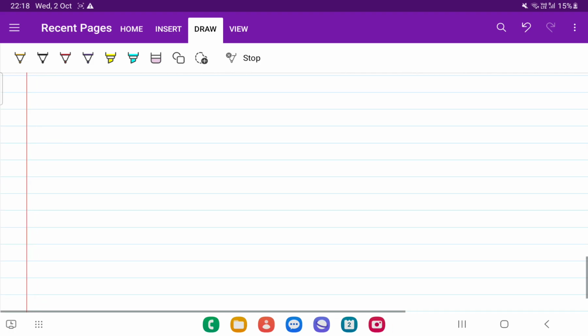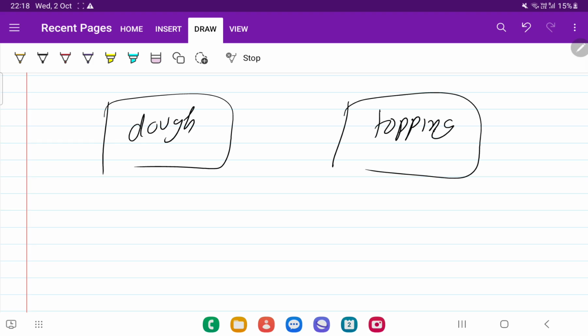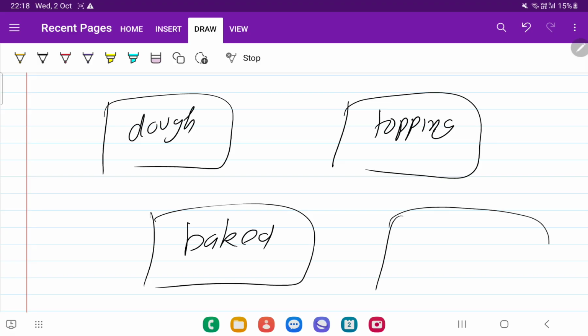Okay, we are a pizza store, so there will be a place where we are preparing dough. There will be one place where we are applying toppings. There will be one place where the pizza is going to be baked. There will be one place from where we are going to deliver the pizza.